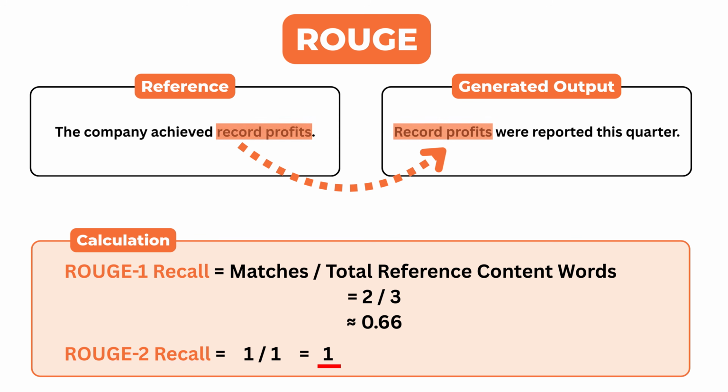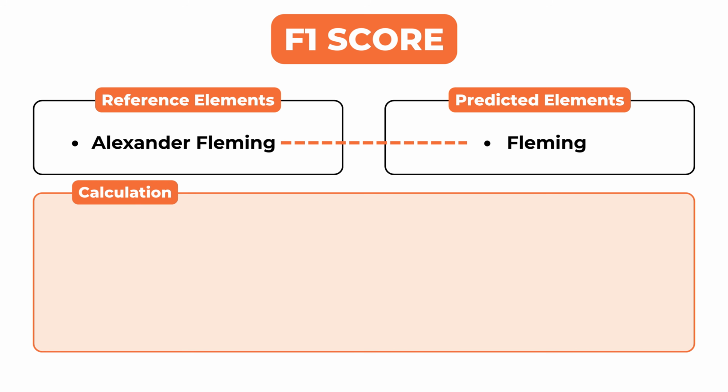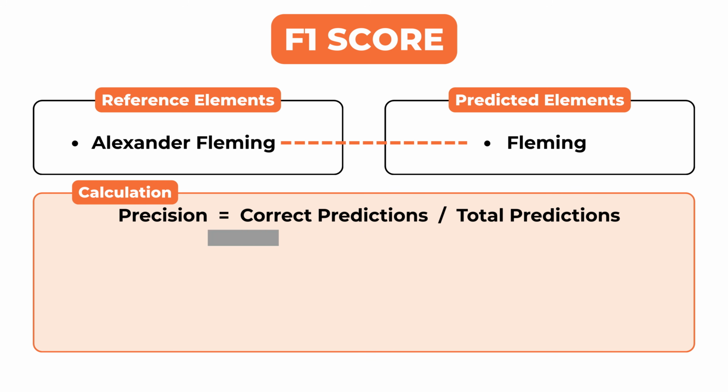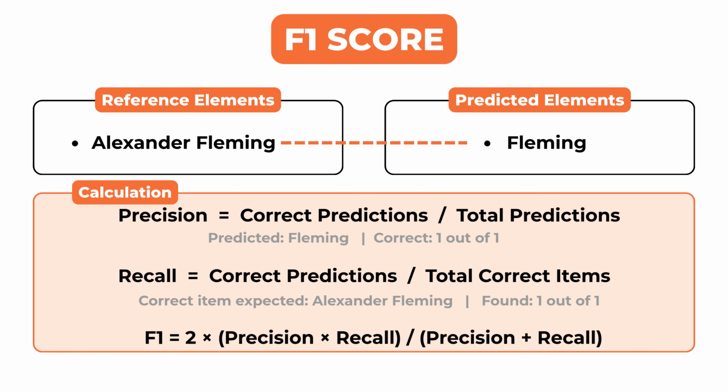Alright, now let's look at F1 score. It measures how many important elements in the generated answer match the reference. It works using precision and recall and then combines them into a single number. Precision tells us how many of the predicted items are correct. Recall tells us how many of the correct items were captured. F1 is the harmonic mean of these two, giving a balanced score.